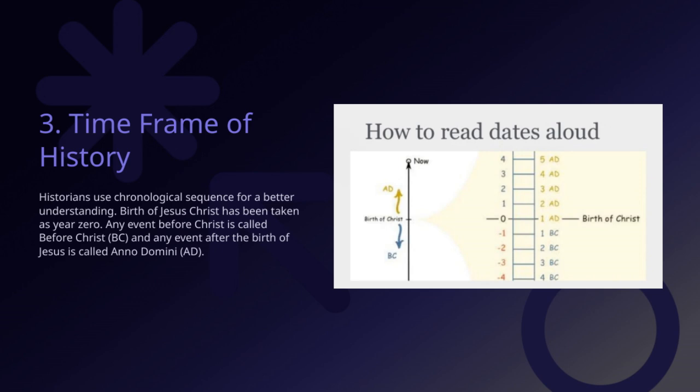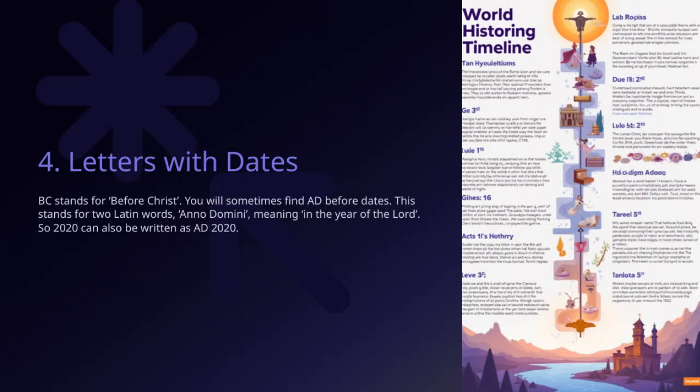Conversely, events that occurred after his birth are called AD, or Anno Domini, meaning in the year of our Lord. This dating system is fundamental because it provides a clear framework for placing events in their proper historical context, helping us see how different periods connect and influence each other. It's a simple yet powerful way to organize history, aligning with our overall goal of understanding the flow of human events over time. So let's talk about some of the key terms you'll see when working with dates in history.